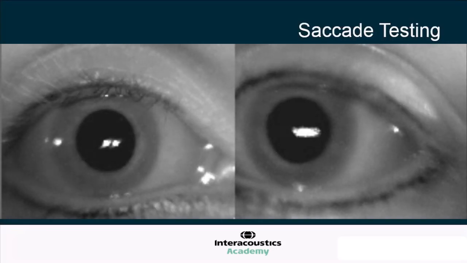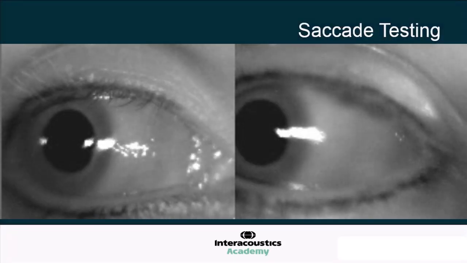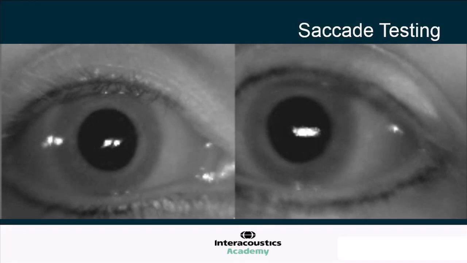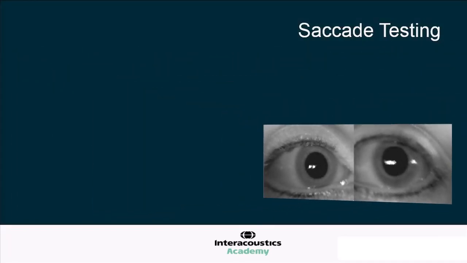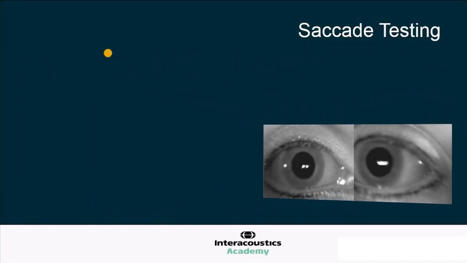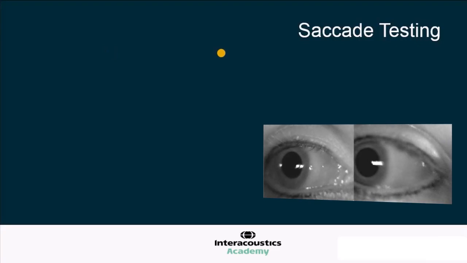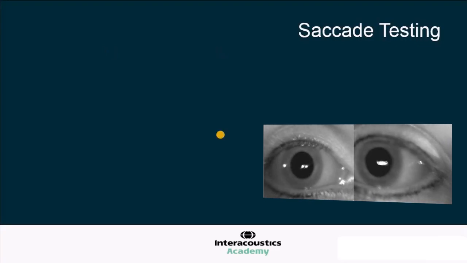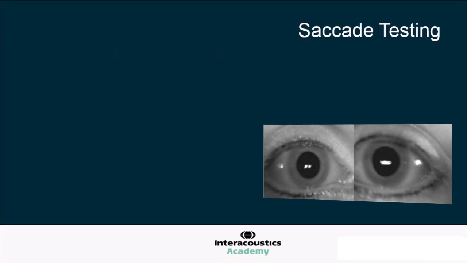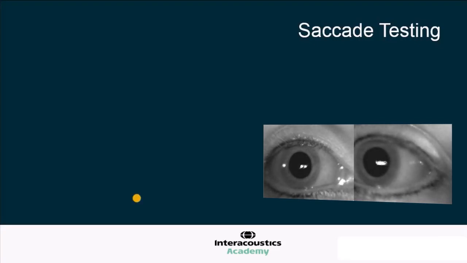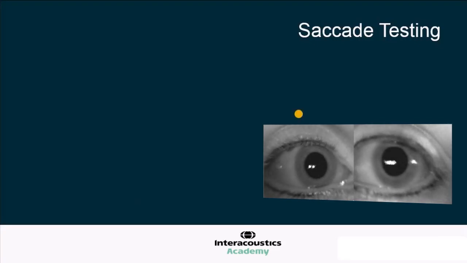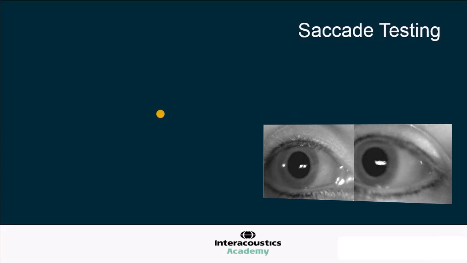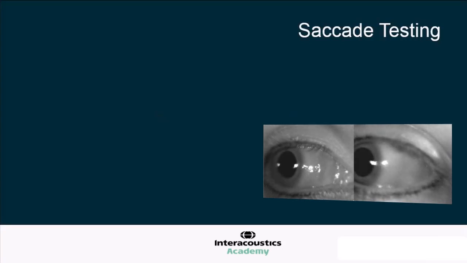Our next test moving into the oculomotor examination is saccade testing. What we can see here with saccade testing is we have random eye movements being generated that are quick and can move both horizontally and vertically. And we can track the eyes moving for each of these random steps.